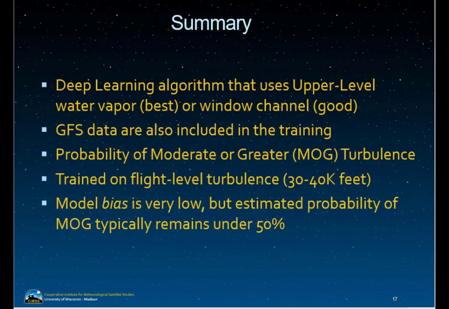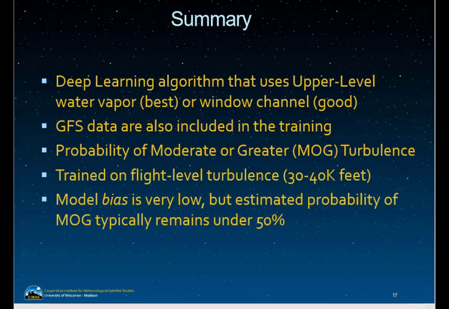Here's a summary slide. This deep learning algorithm uses upper-level water vapor for the best detection, and also uses window channel, still very good detection. GFS data are also included in the training. The parameter is probability of moderate or greater MOG turbulence. It's trained on flight level turbulence between 30 and 40,000 feet for large commercial aircraft. The model bias is very low, but estimated probability of MOG typically remains under 50%. That's the conclusion of this short training. Thanks for listening.